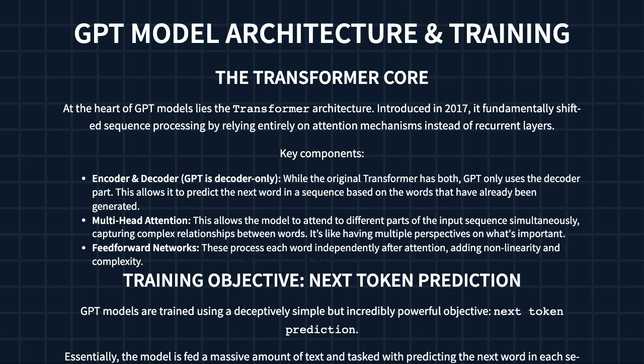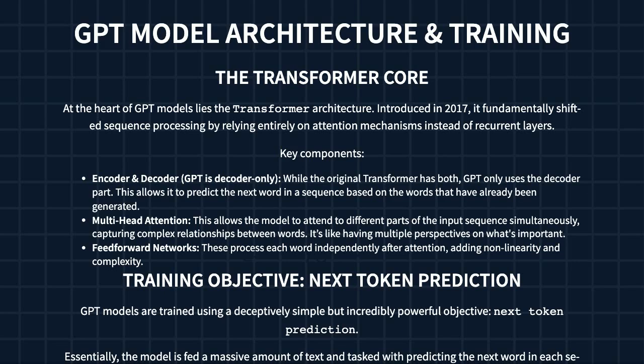And crucially, GPT is only a decoder. It doesn't need an encoder. It's trained with a very straightforward goal: predict the next word in a sequence. Basically, you give it some text and it tries to guess what comes next, constantly adjusting itself based on whether it was right or wrong. This process of predicting the next token is how GPT learns all its amazing language skills from huge amounts of text data.